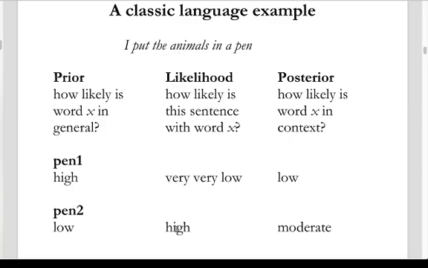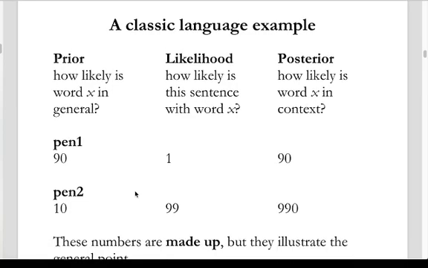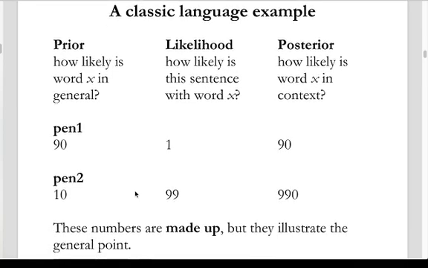So this is the likelihood, the relative likelihood of these two hypotheses. And if we multiply these out, we're going to get a fairly low posterior probability for the hypothesis they mean pen 1, and a higher, I'm saying low times high equals moderate or something like that, a higher posterior probability for the hypothesis they're talking about pen 2. So I can flesh this out with some actual numbers just to show how it works. These numbers are completely made up, but they're just trying to illustrate a general point here.